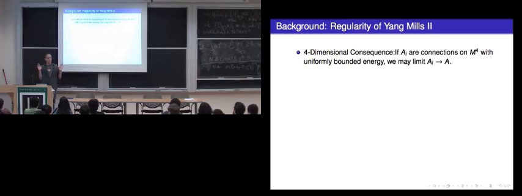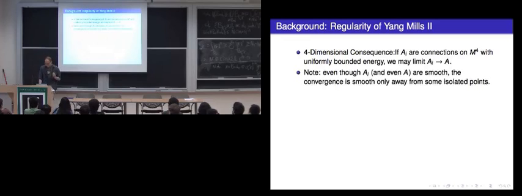As it turns out, that limit connection A will itself be smooth. So these A_i converge smoothly away from some points to some smooth connection A, as it turns out, which is also Yang-Mills, but the convergence is only smooth away from some points, right? So something weird is happening here, right? Smooth things converging to a smooth thing, but not smoothly.